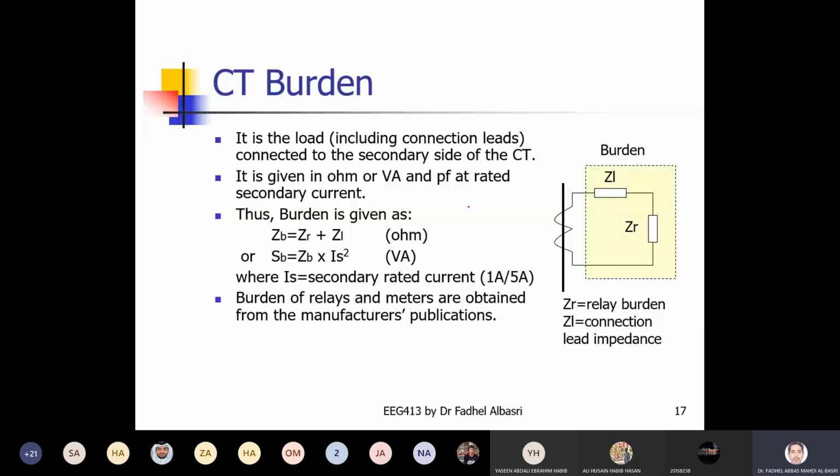We also have the burden definition. What is a burden? Anything that's connected at the secondary of the CT. This is the secondary of the CT. So the load which is connected to the secondary of the CT, we call it a burden. Now the burden consists of two items. The lead, meaning the wires we used to connect the CT secondary to the relay or to the meter.